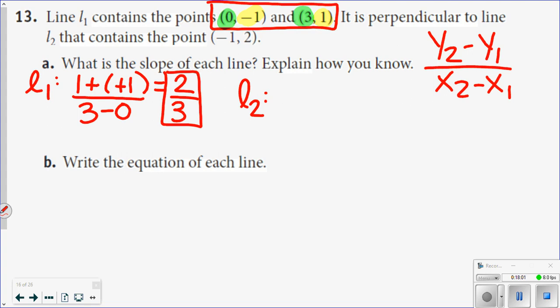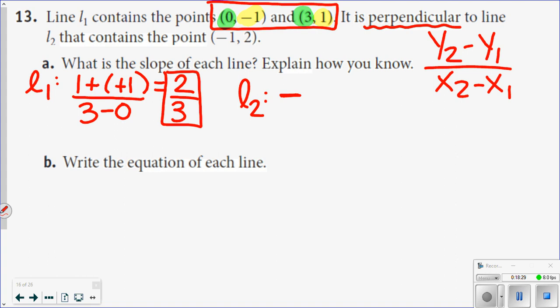Well, what do we know about line 2? We know it contains the point -1, 2, but that doesn't help us with the slope. We do know that it's perpendicular. So they have to be opposites. So if the slope of line 1 is positive, line 2 has to be negative, remember?